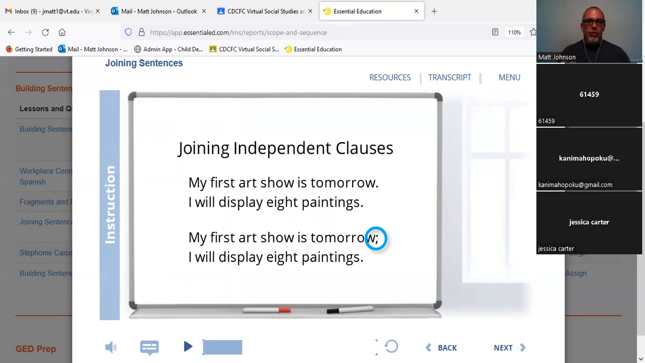it, you still don't really have that sort of flow. It's still a little bit choppy. First art show is tomorrow. I will display 8 paintings. A semicolon is a good way to connect sentences when the second sentence starts with an adverb like however or therefore that shows a relationship with the sentence before it, like this.